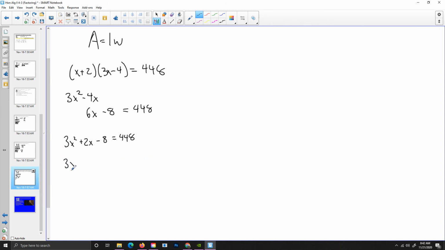So I've got 3x squared plus 2x, and then when I subtract from both sides, I'll have negative 456 equal to 0 there. Now, to get this factoring, I'll have to multiply 3 times 456, and that's going to be fairly difficult. So let's go back to Desmos.